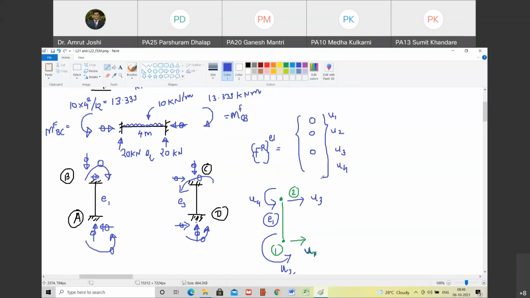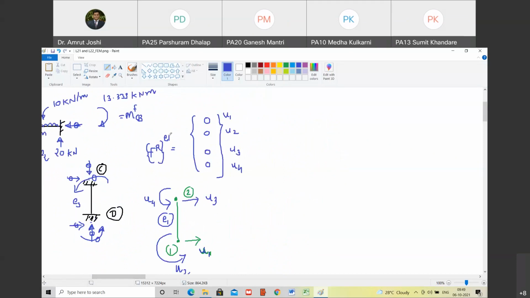That is 0. And for U4, I am going to look at element number 1. In element number 1, U4 is rotation at 2. At 2, there is no moment reaction, so it is also 0. Are you with me? So this is FR, the restrained force matrix for element number 1. Happy?